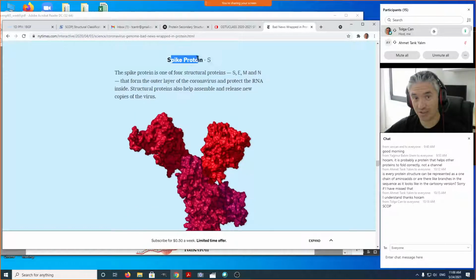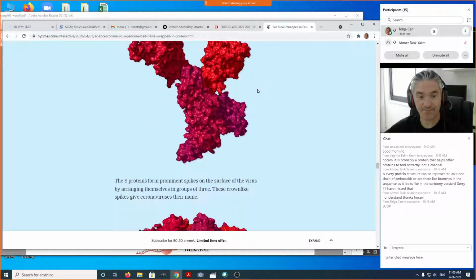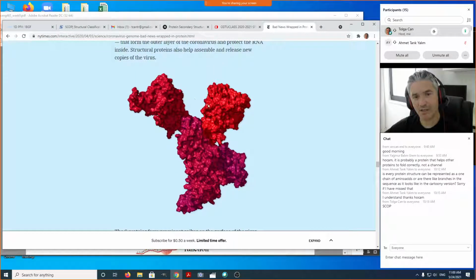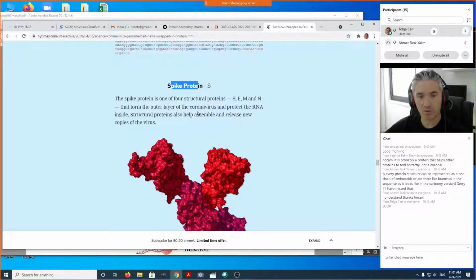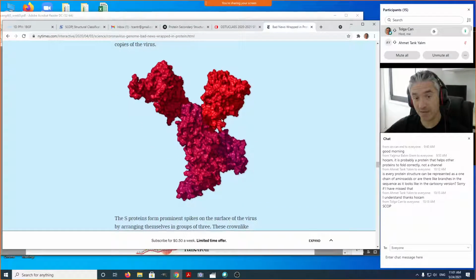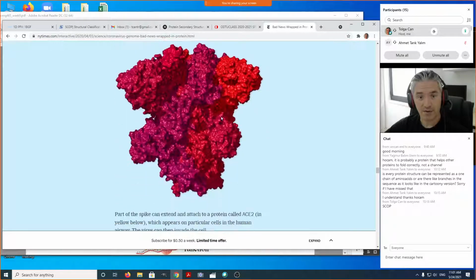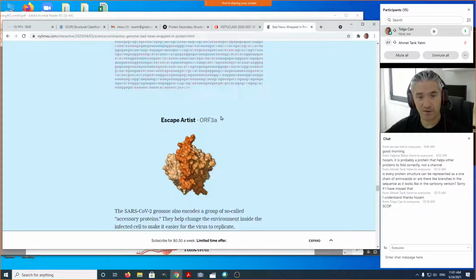You may have heard this protein a lot. Most of the vaccines, some of them, use the spike protein a lot when developing the vaccine. It's one of the four structural proteins that form the outer layer of the coronavirus and protect the RNA inside. So this is probably how our cells recognize it and produce the antibodies for this virus. So spike proteins are therefore important. And they have a very different shape, as you can see. There are these different spike proteins, and they're very large.